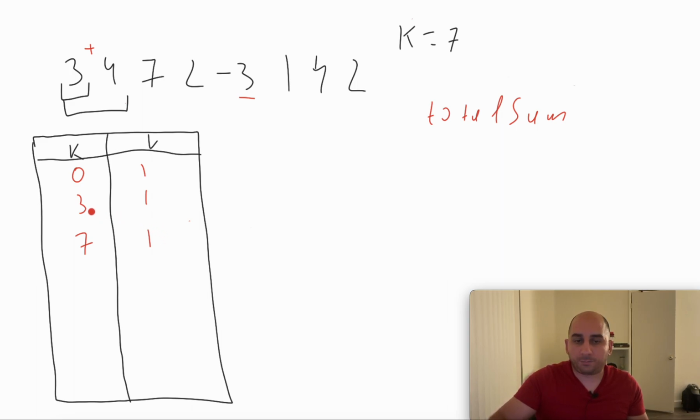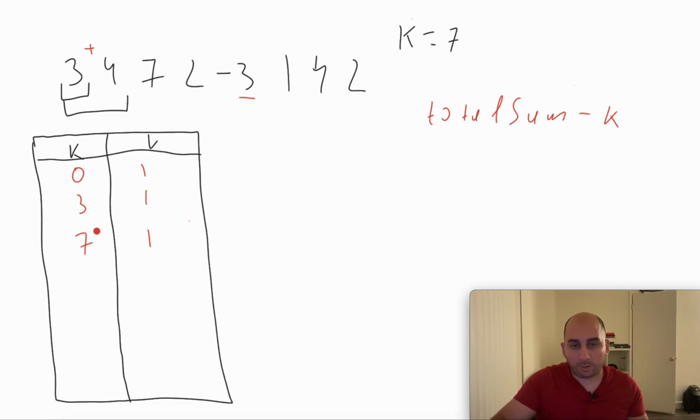And the first thing is total sum minus k. 3 minus 7 is minus 4. Minus 4 does not exist, so minus 4 is not in our map.